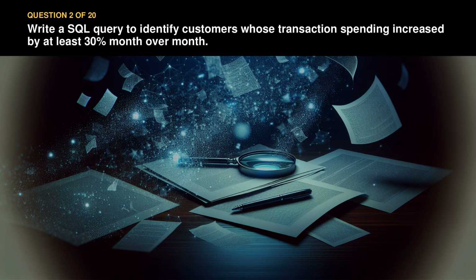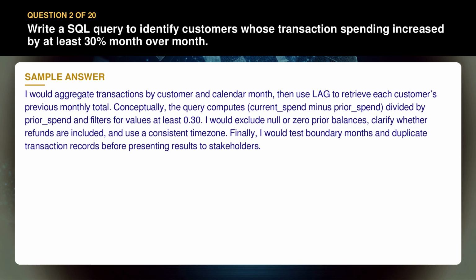Question 2. Write a SQL query to identify customers whose transaction spending increased by at least 30% month over month. I would aggregate transactions by customer and calendar month, then use lag to retrieve each customer's previous monthly total. Conceptually, the query computes current spend minus prior spend, divided by prior spend and filters for values at least 0.30.